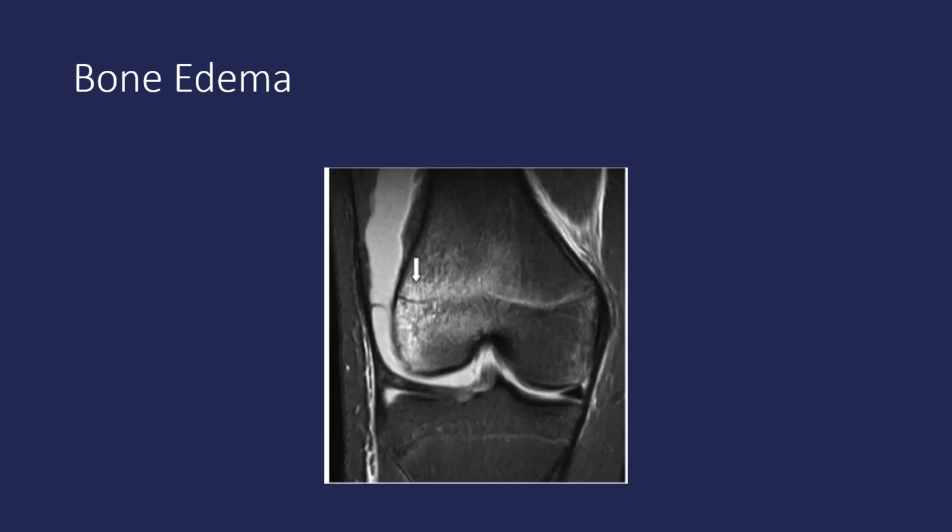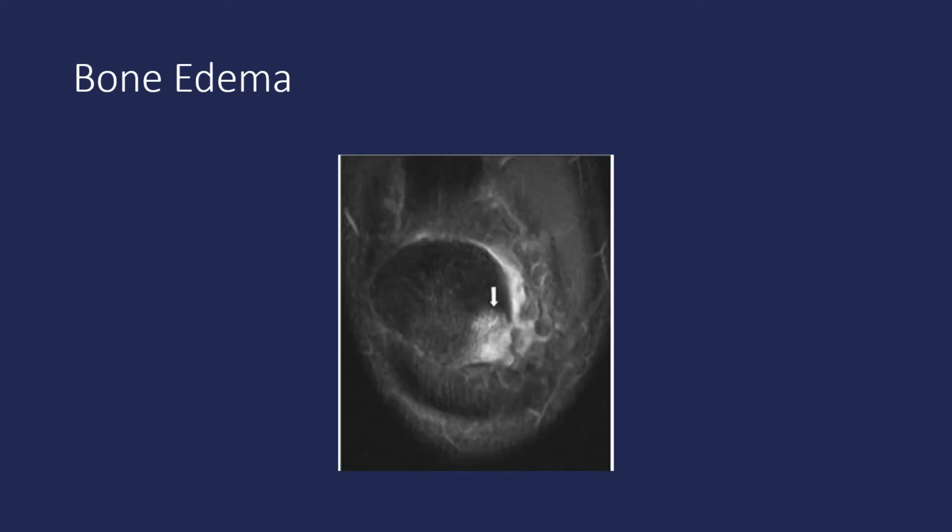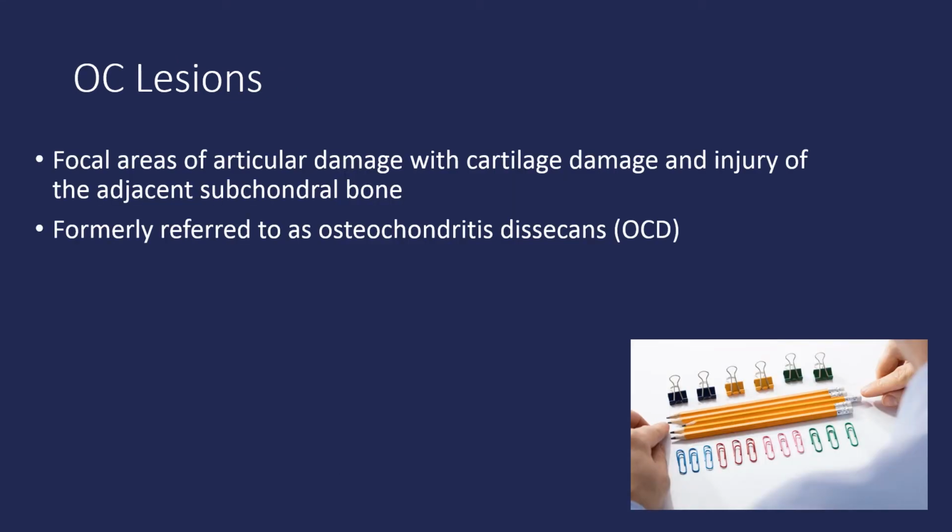In this coronal T2 MRI of an 18-year-old male patient, we can see extensive bone edema of the lateral femoral condyle. This is a head-on view of the patella in a T2 coronal MRI of a 24-year-old male patient with a bone bruise of the inferomedial aspect of the patella.